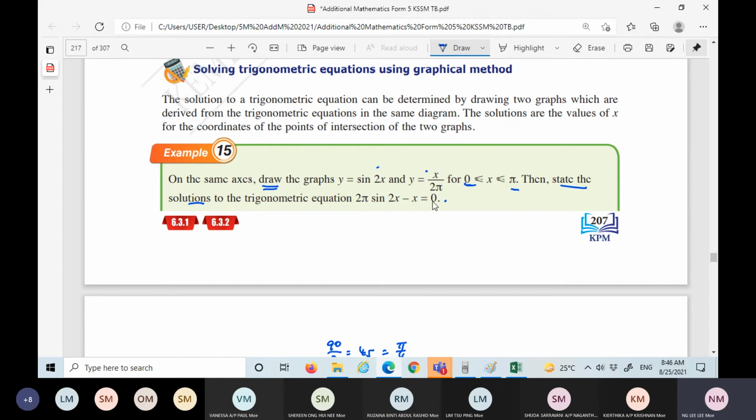What is the meaning of drawing the graph? You see here the first graph is sine 2x. So you move things here and there so that sine 2x stands alone on one side. This is a tip. First of all, the negative x is going to move to the right hand side, so minus x becomes positive x. Next, the 2 pi I also don't want because I only want sine 2x. So the 2 pi is times, move to that side, becomes divide.